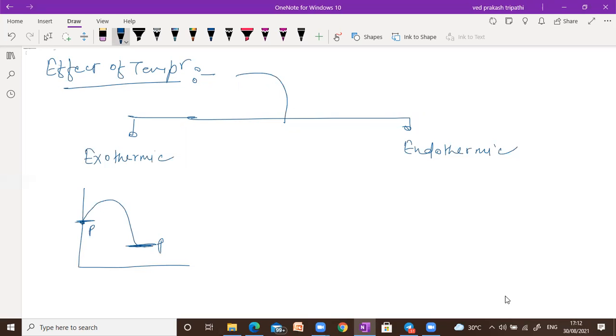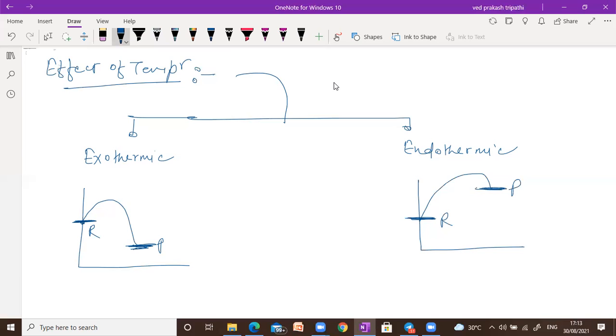And in case of endothermic, just wait, Ronak, I will explain. So in endothermic, this is product, this is reactant. It is very easy to memorize endo and exo. In exothermic, you can see the reactant has high energy and the product has lower, but in endothermic, the reactant has lower energy and the product has higher energy.